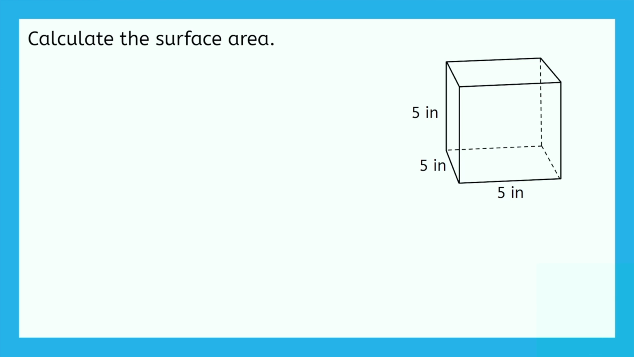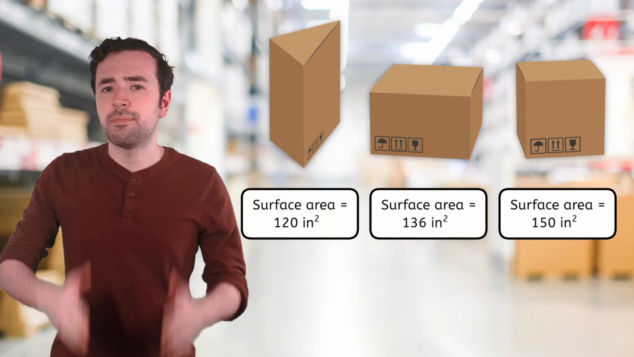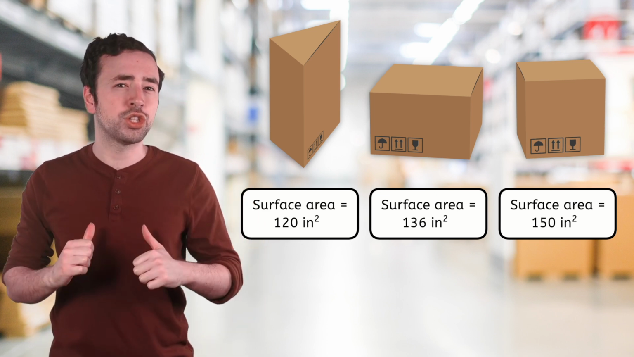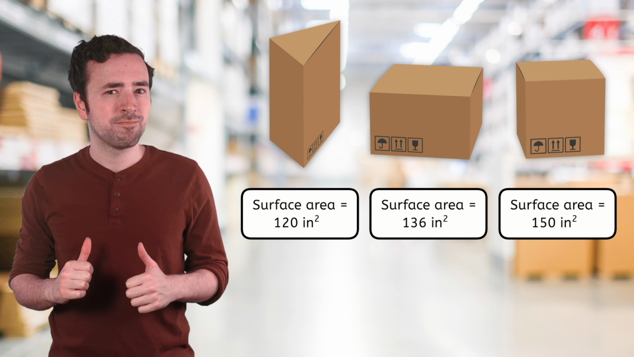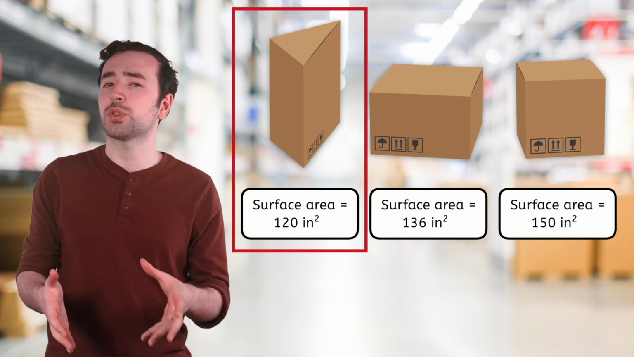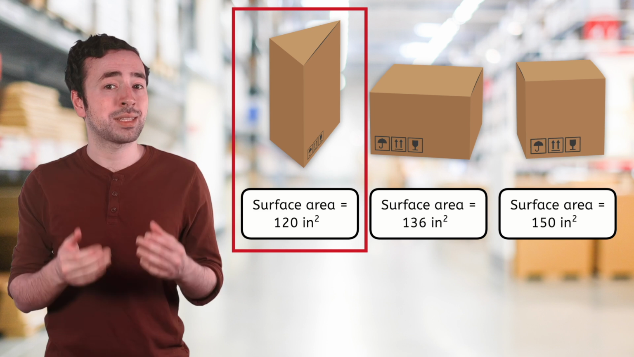One 5 by 5 square has an area of 25 square inches. And 6 of those same faces, or 6 times 25, gives us 150 square inches for this surface area. All right, now that we know the surface area of each box, which one do you think I should ship Sir Wigglesworth in? Yep, this triangular prism box has a smaller surface area, so it uses less material.